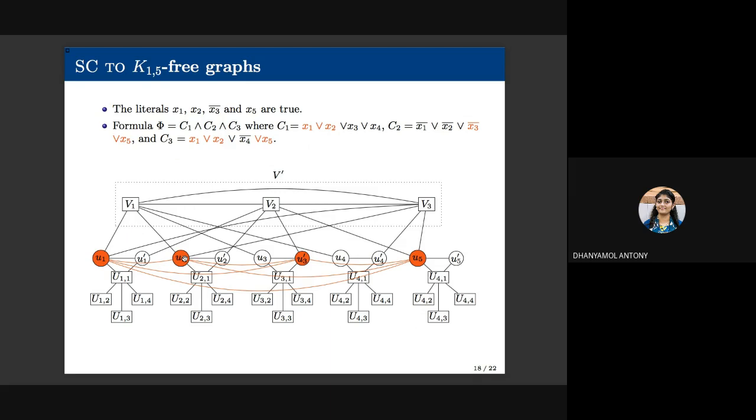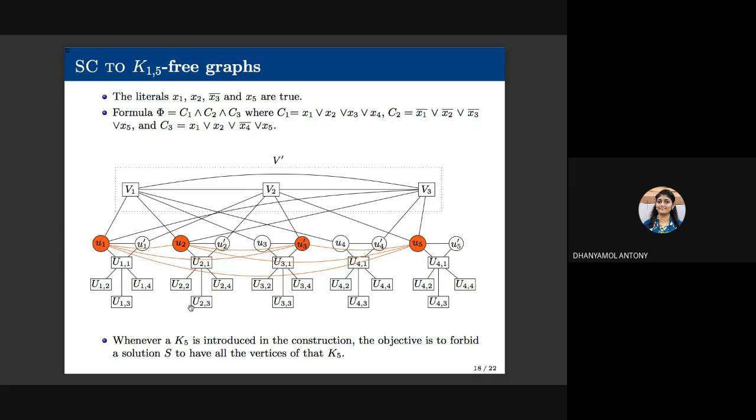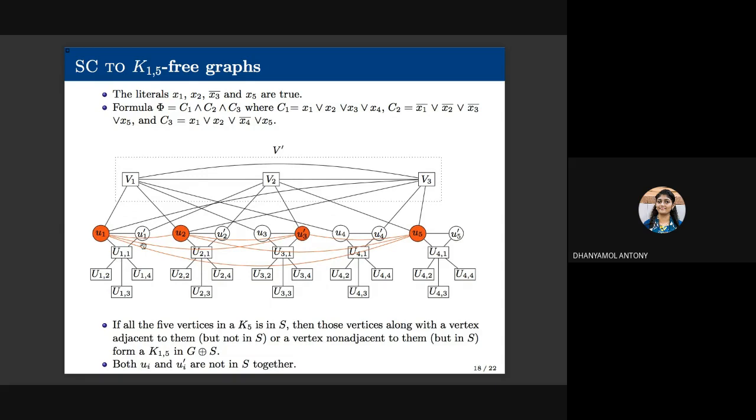the solution. Now, whenever a K5 is introduced in the construction, the objective is to forbid the solution to have all the vertices of that K5. For example, consider this set, it forms a K5, and if all the vertices of this K5 are in the solution, then these vertices along with the vertex adjacent to them but not in S form a K15 in G0 plus S. Similarly, consider this set along with the vertex non-adjacent to them, like this, but in the solution, forming a K15 in G0 plus S.